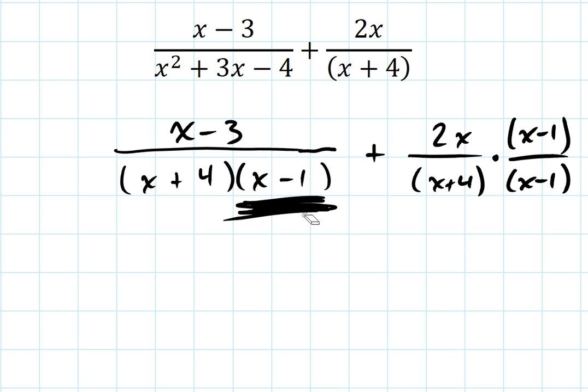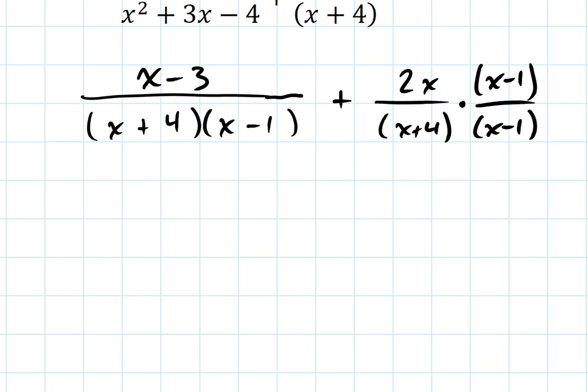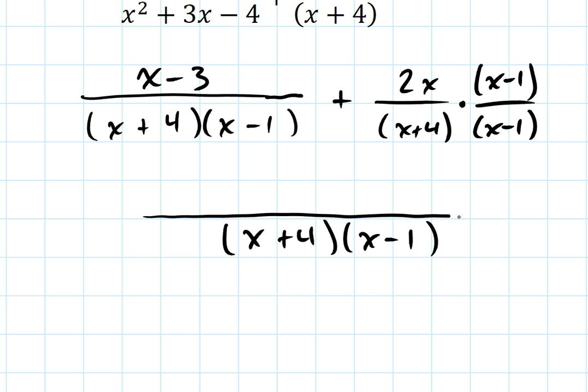When I do that, I can see now I have identical denominators, and I don't need to really multiply that out. I'm just going to leave it like that, right? X plus 4 times x minus 1 is my common denominator. And I am adding these fractions.